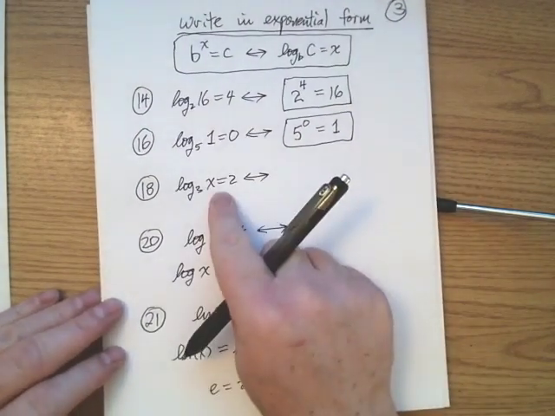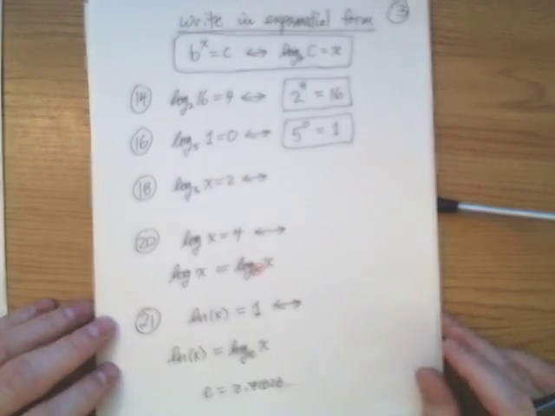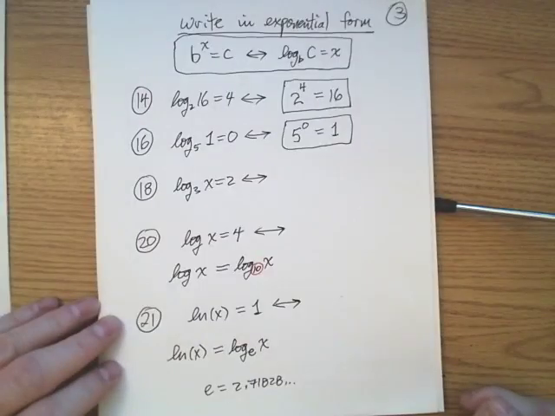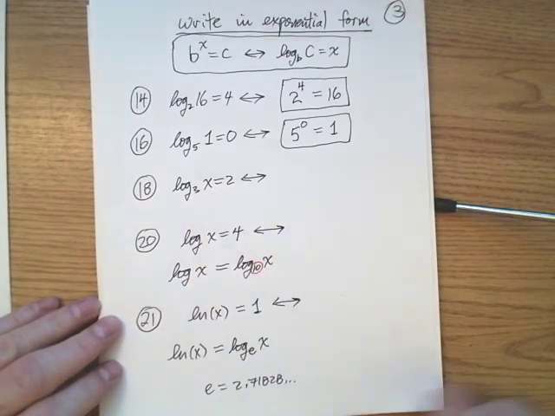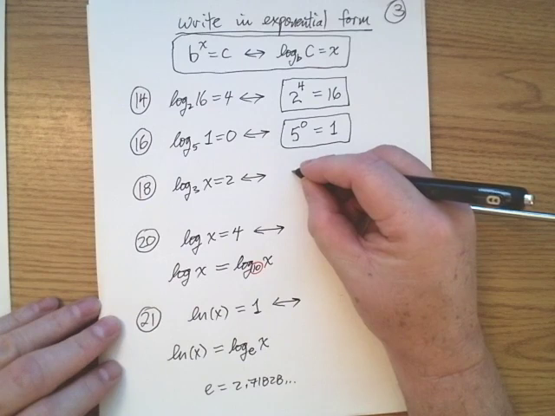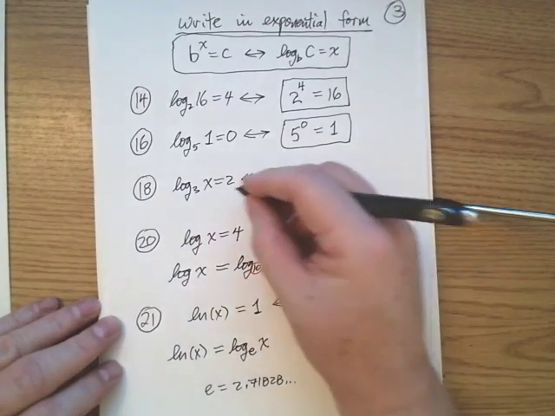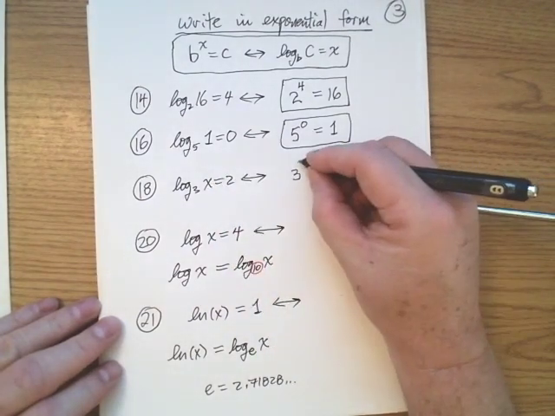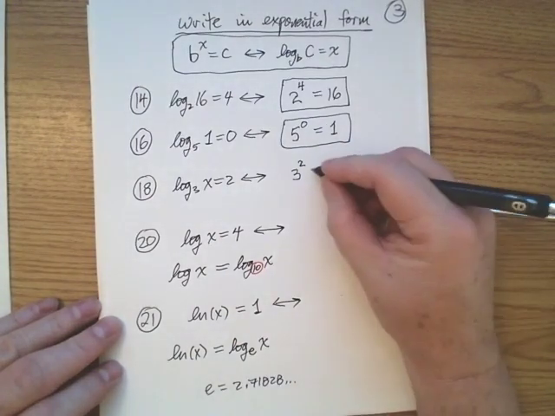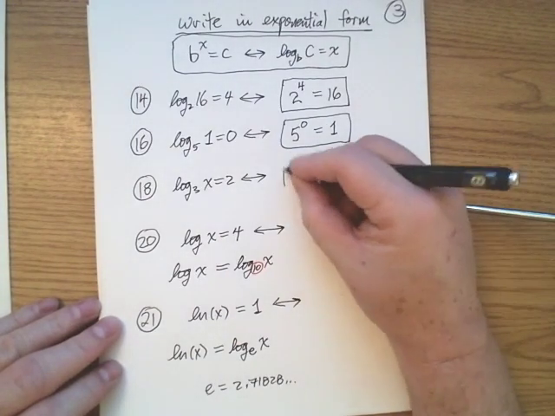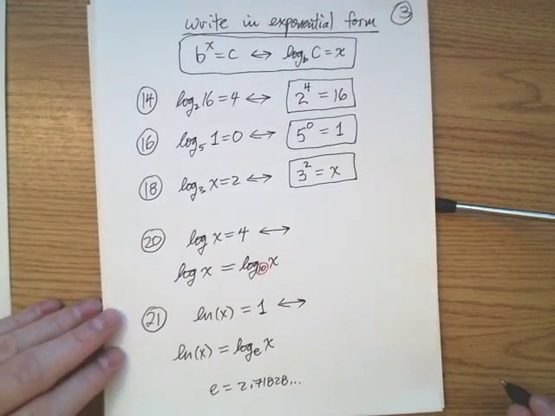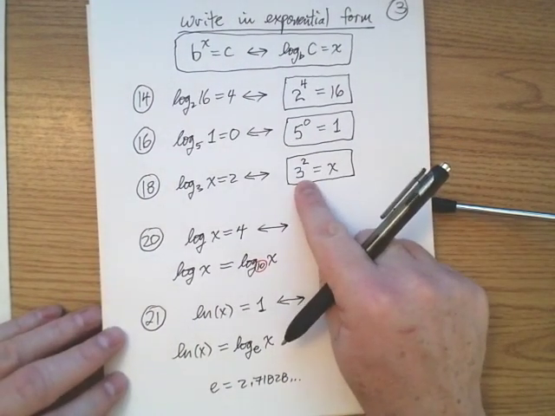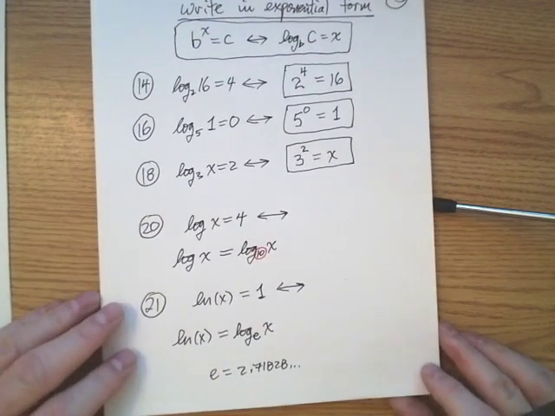Here we can't verify this numerically because we don't know what x is really. We can actually figure out what x is here. Logarithm base 3 of x is 2. Okay, so the base is 3. The exponent is the entire logarithm, so that value was 2, and that would be x. So 3 squared is equal to x. You could also write what? 9 is equal to x, which is in fact the case here.